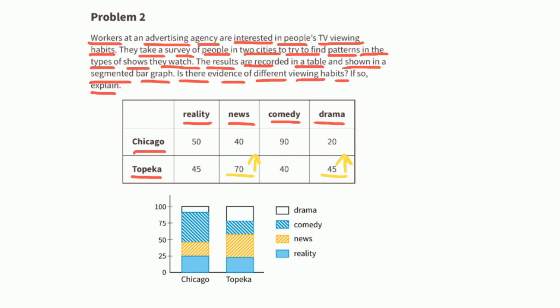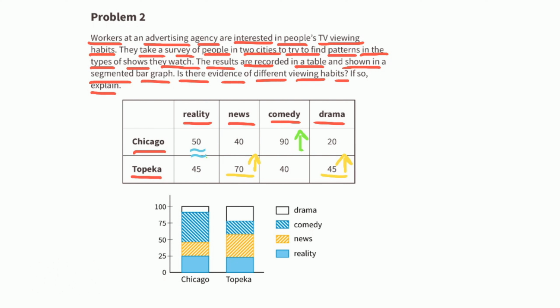In the table, I can see that Topeka watches much more news than Chicago does, and I see that Topeka watches a lot more drama than Chicago does. The table also shows that Chicago watches a lot more comedy compared to Topeka. The numbers in the reality TV column are just about the same, so we can say that Topeka and Chicago watch about the same amount of reality TV.